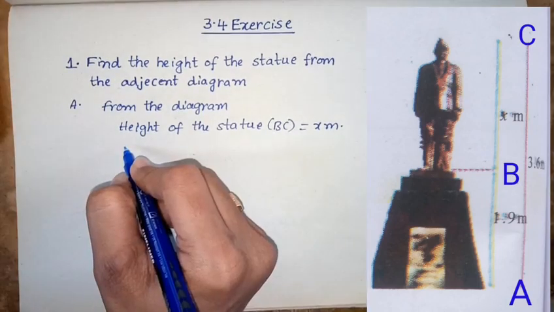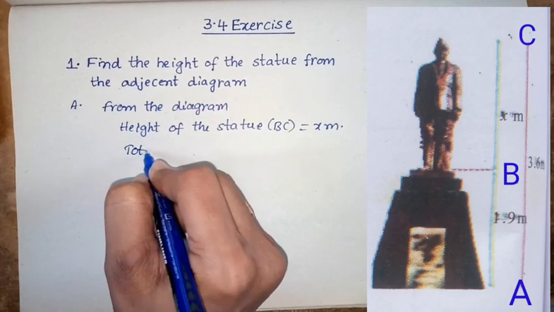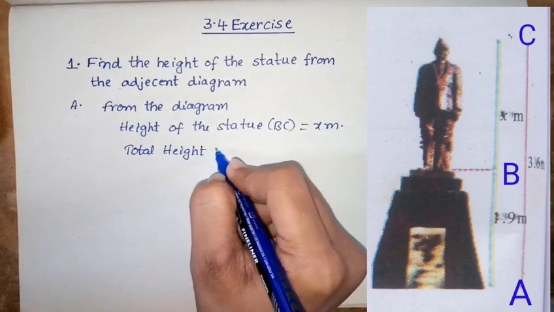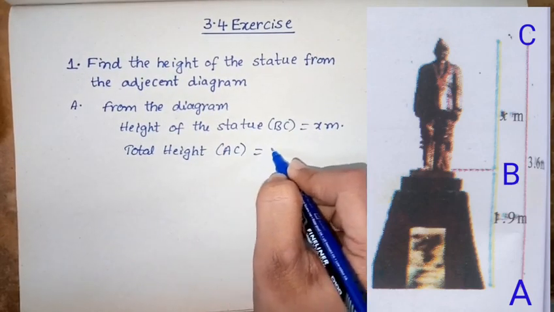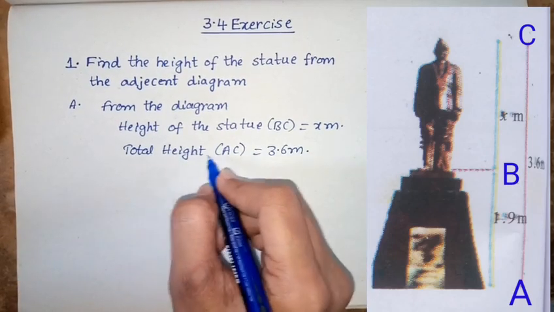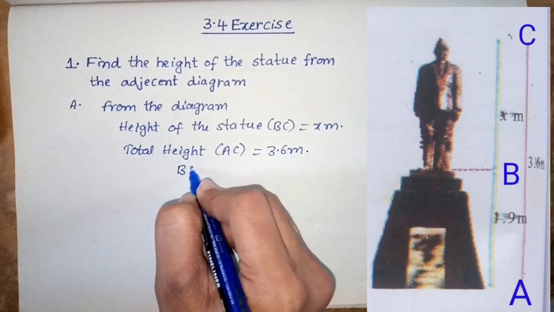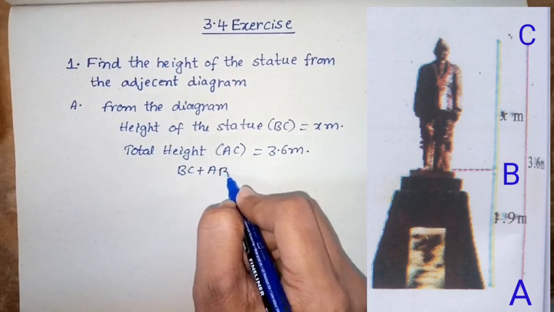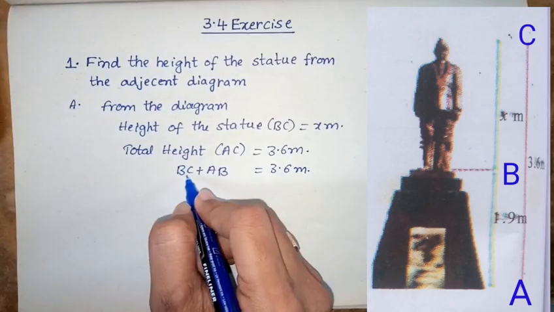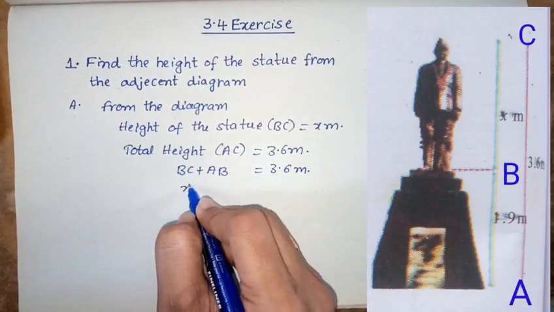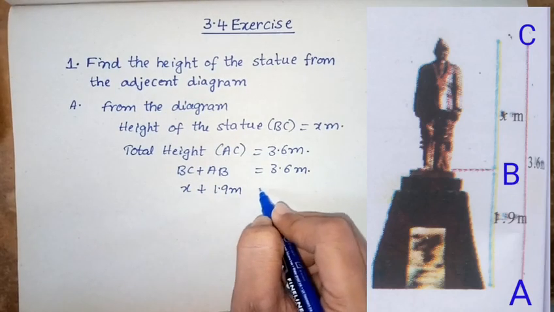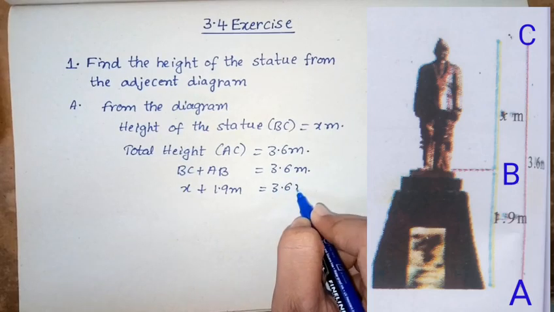In the diagram, the total height is given. The total height is nothing but AC, so AC is equal to 3.6 meters. Total height is equal to BC plus AB. So that is equal to 3.6 meters. BC is the height of the statue, so that is x plus AB. AB height is given as 1.9 meters. So that is equal to 3.6 meters.